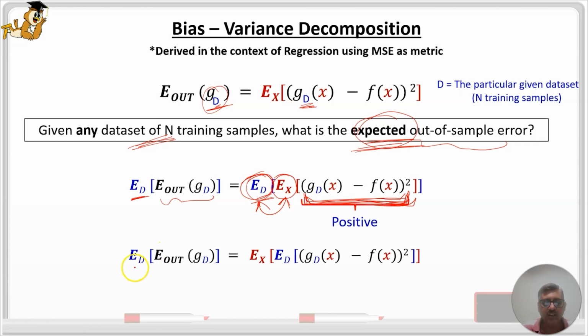So what we get here is expected value over D of Eout is expected value over x of this quantity right here. Now, expected value over x is something that we can easily relate to, easily understand.